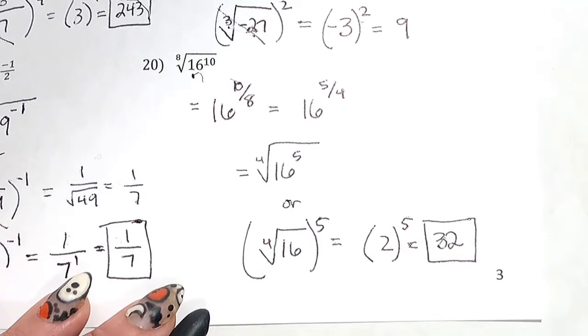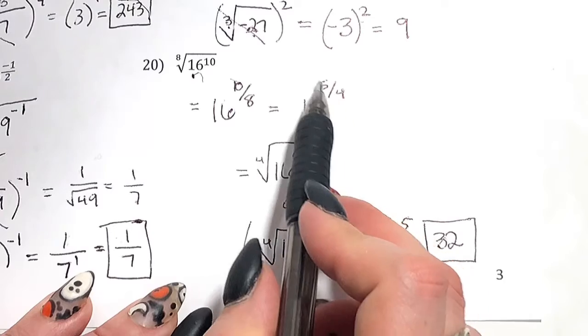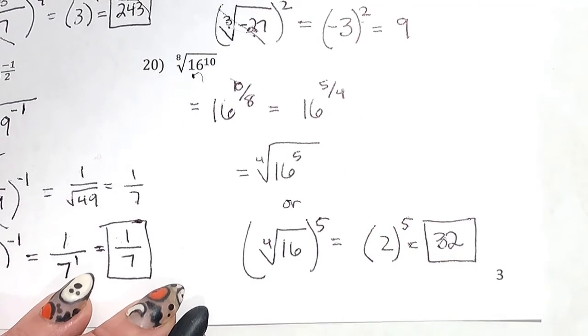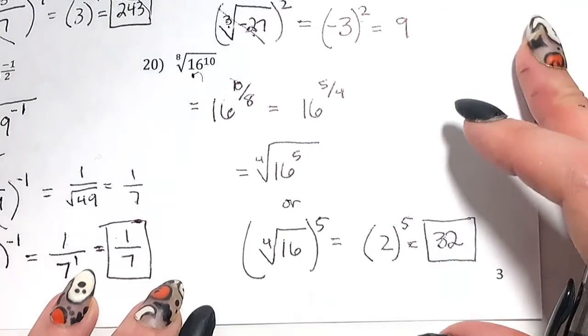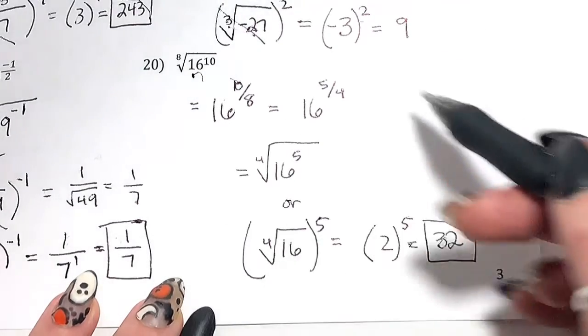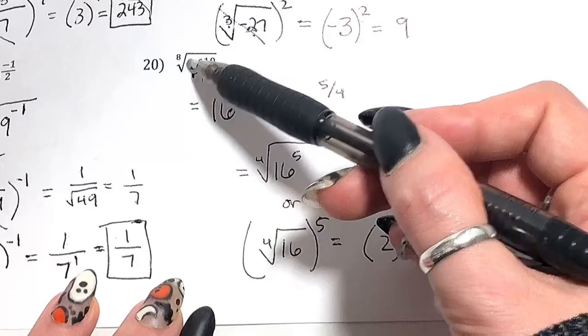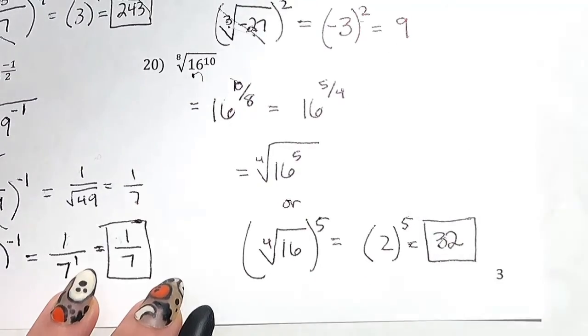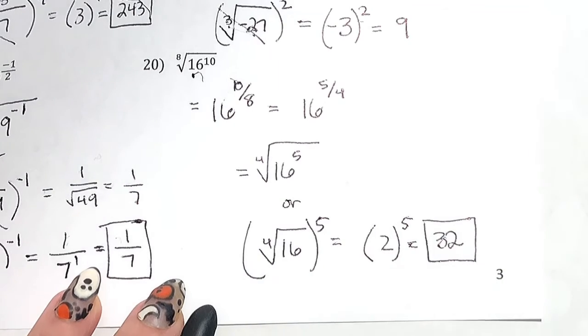So that's why sometimes switching it back to exponent form, reducing that fraction, and then putting it back into radical form can be beneficial. So hopefully you guys are feeling confident on going between root form to exponent form, and then from exponent form back to radical form, because just depending on the scenario you're in, one format might be better than the other.